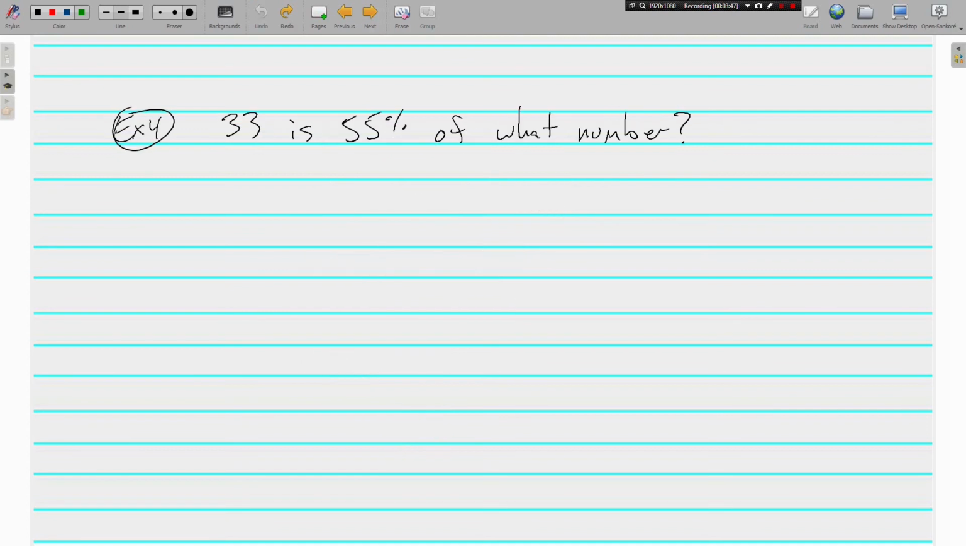One more example. Part is equal to percent times the whole. 33 is 55%, remember to use the decimal, of what number? We don't know the whole. We know the part, but we don't know the whole. We don't know the bigger number.